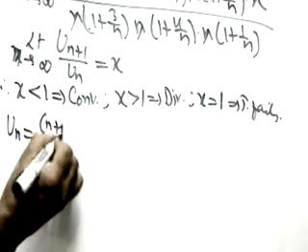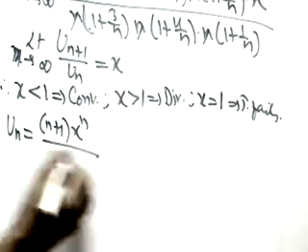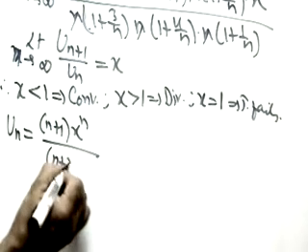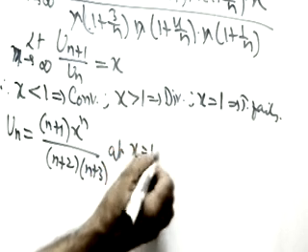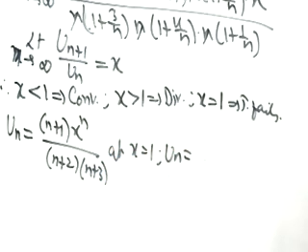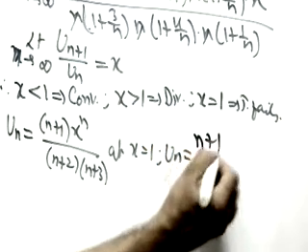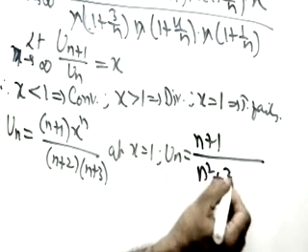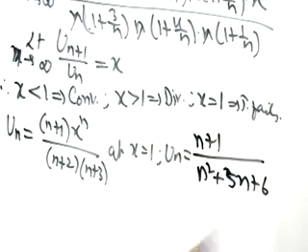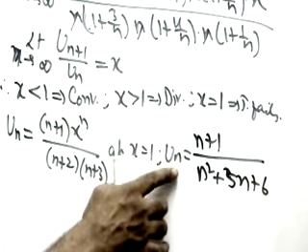Here we have un equals n plus 1 x power n by n plus 2 into n plus 3. At x equals 1, what will be un? The value of un will become n plus 1 into 1, which is n plus 1. In the denominator, multiplying this out: n into n is n squared, 3n plus 2n is 5n, and 2 threes are 6.